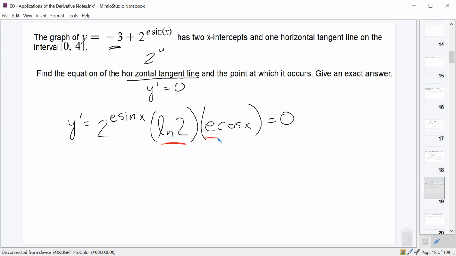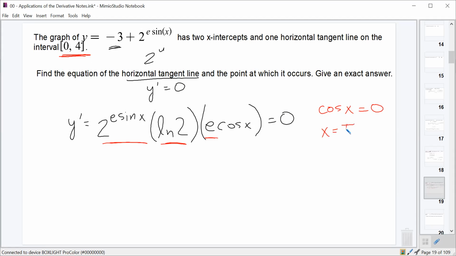And 2 to the e sine x is also never going to equal 0 because 2 to a power is never going to be 0. So really what we're looking at over here is just cosine x equals 0. And we're specifically asked about the interval 0 to 4. So we can include all negative values.